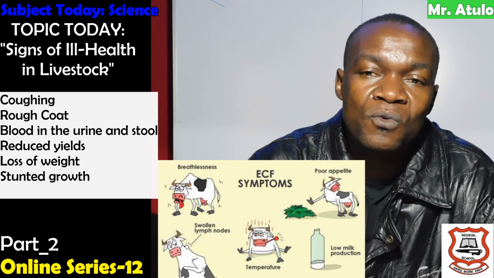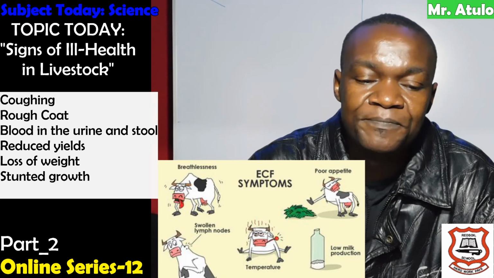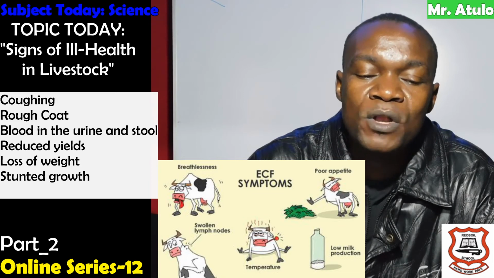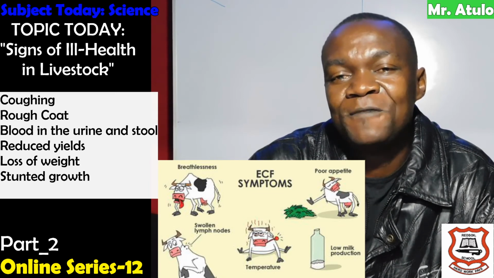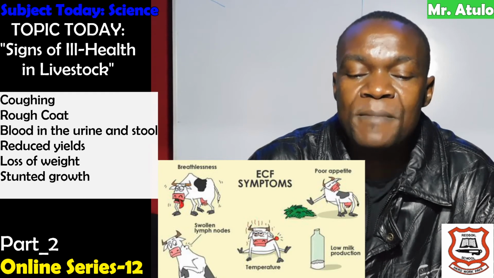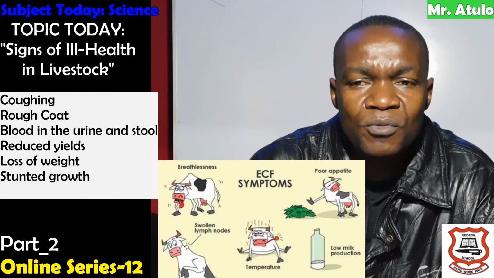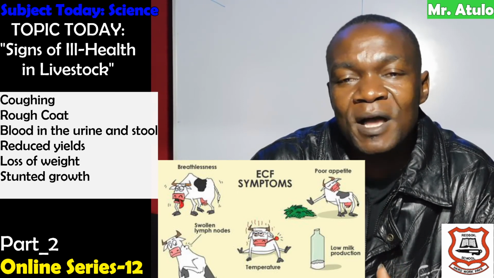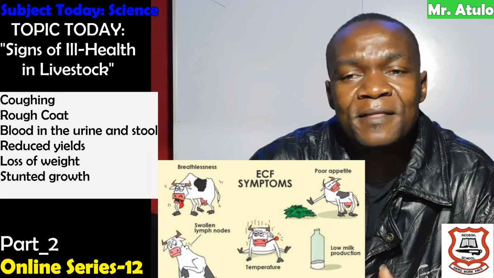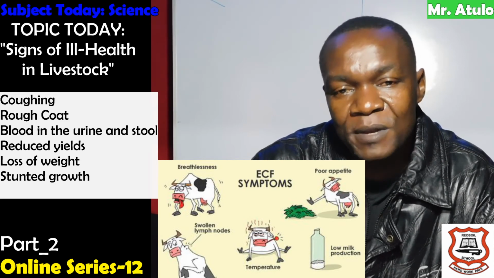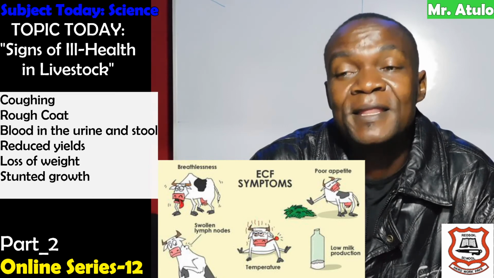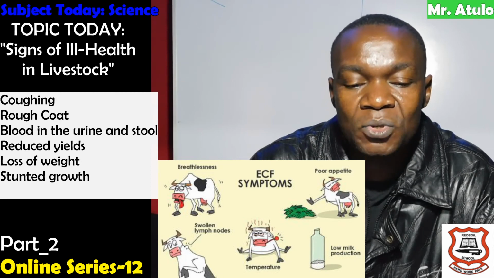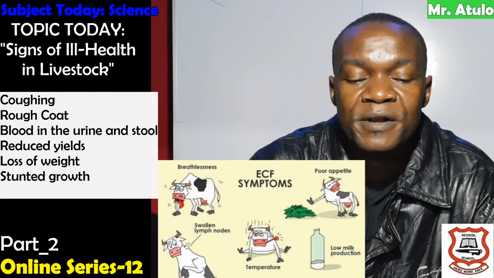Now we have number 4. We mentioned the reduced yields. It's automatic that an animal that is not healthy will not be able to feed properly. And when it doesn't feed properly, its yields also go down. Be it meat, the meat will not be very good because it's not feeding properly. The milk level will go down. The eggs in birds will reduce. And the other products as well, you'll find them going down completely. So this is a sign that the animal is not feeding well, and thus it is unhealthy. So that will lead to reduced yields.